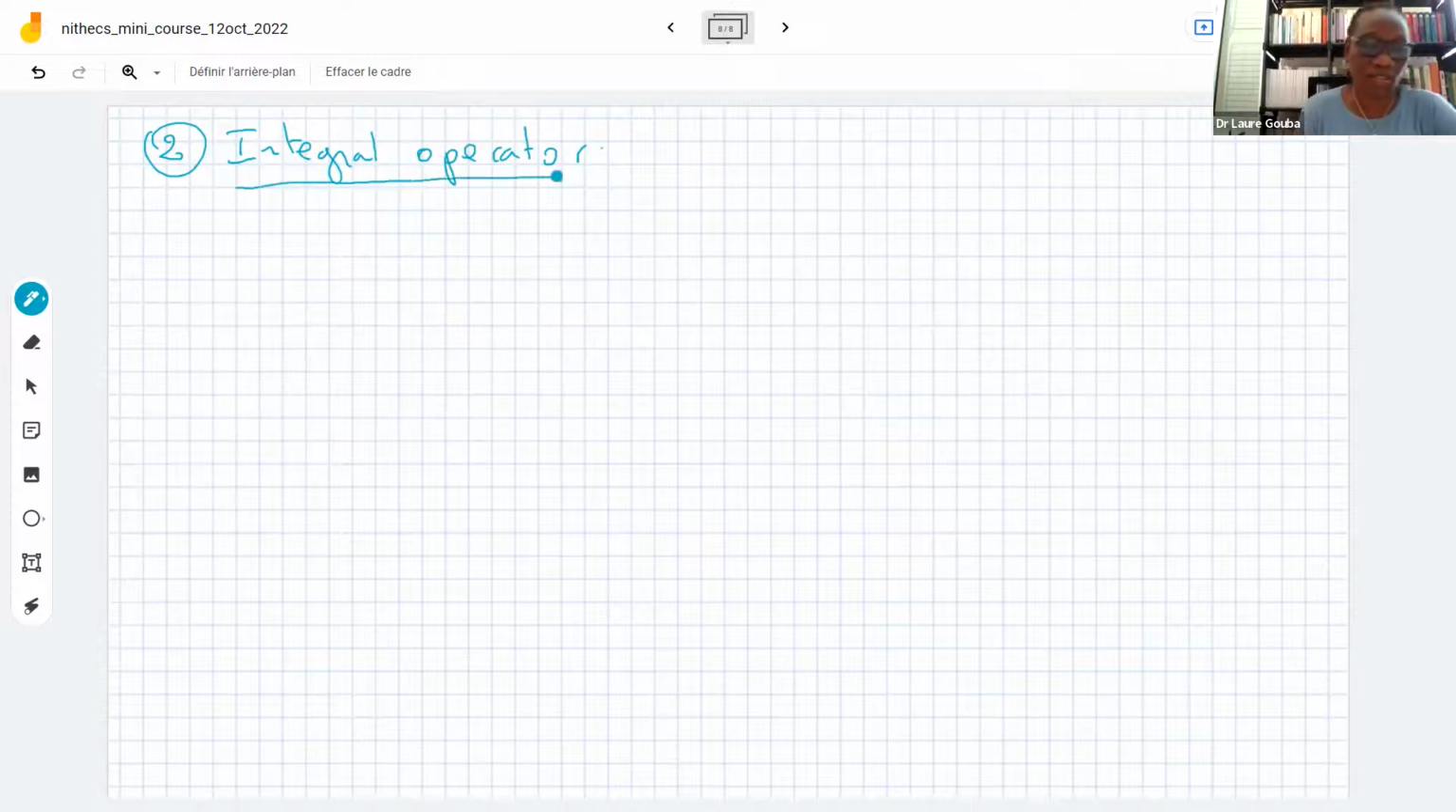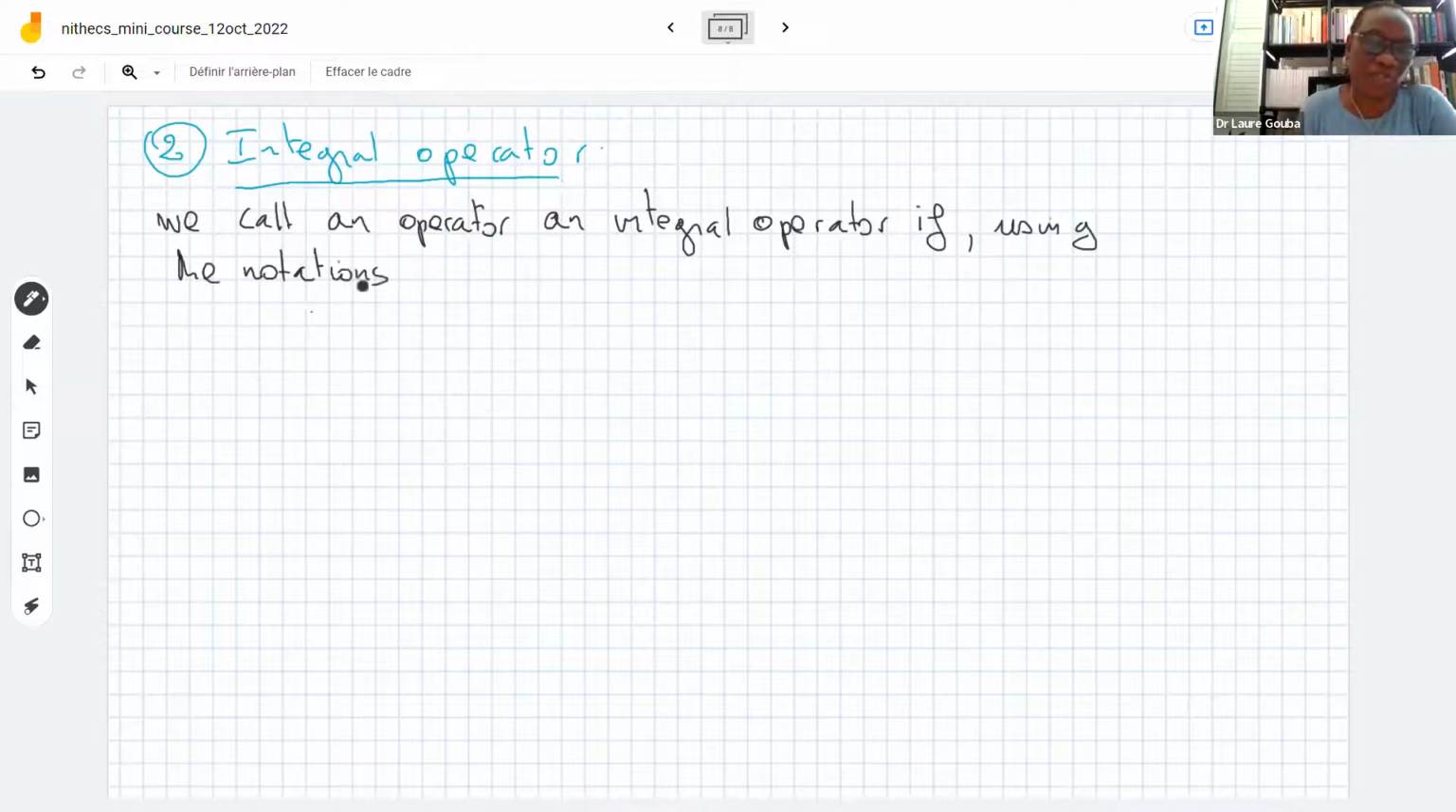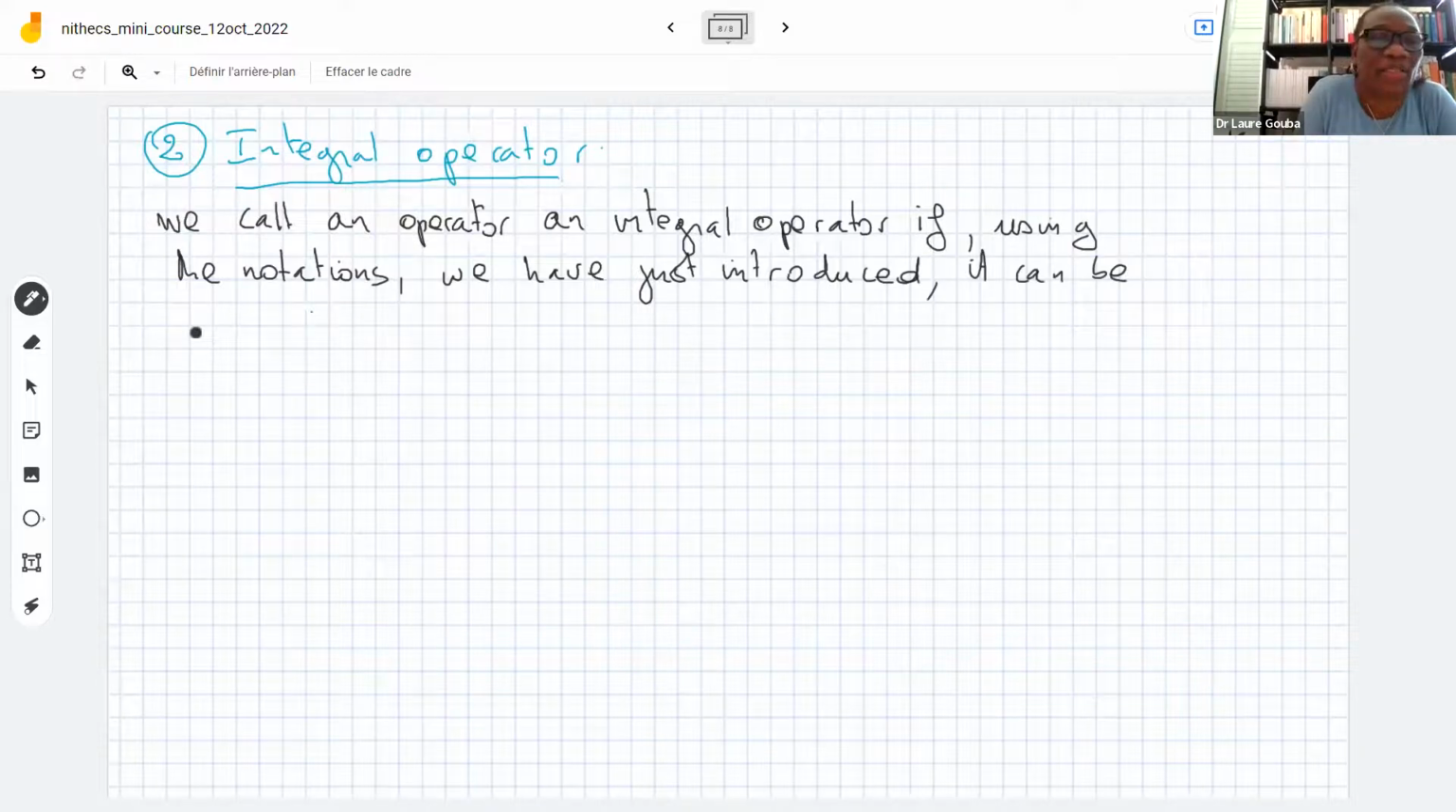Okay. So we call an operator an integral operator if, using the notations, and that's why it's useful to give first the notation we have just introduced, it can be written formally as a double integral.